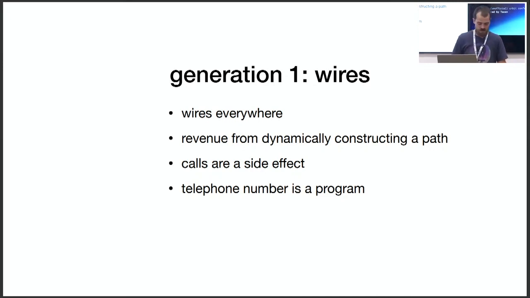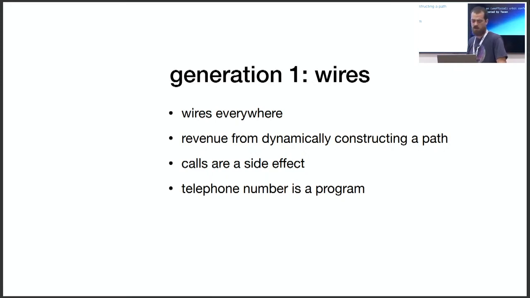If you've studied much networking or done much reading on the history of the internet, this may all be obvious to you, but it was not obvious to me. Some properties of telephony, I should say. The first thing that you need for a circuit switched network is wires everywhere, so the capital costs are unbelievable. And you can't make use of them until they are fully connected. The revenue in such a system comes exclusively from dynamically constructing a path through wires that you actually have.